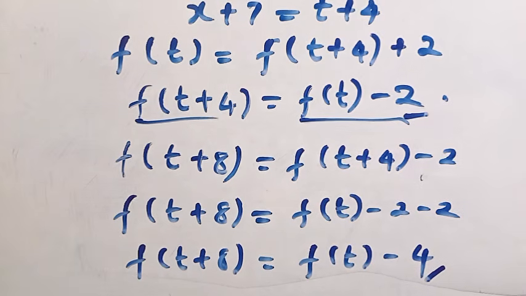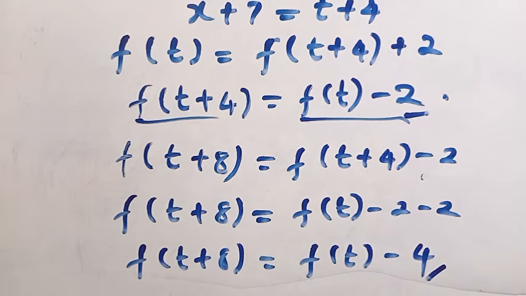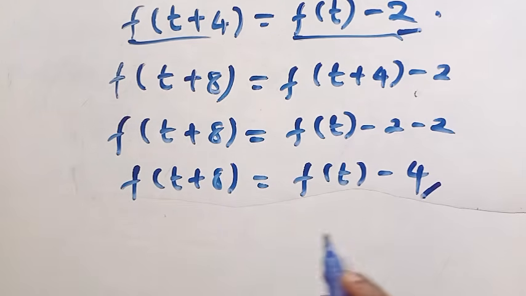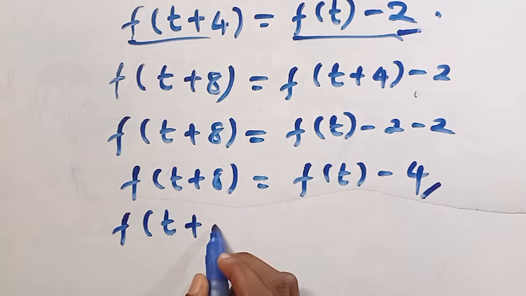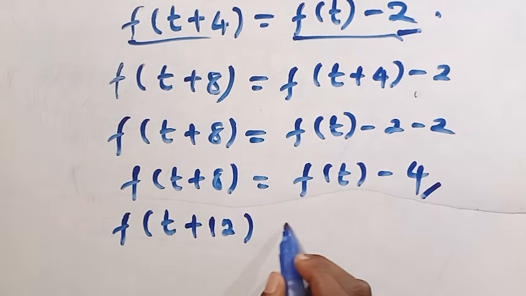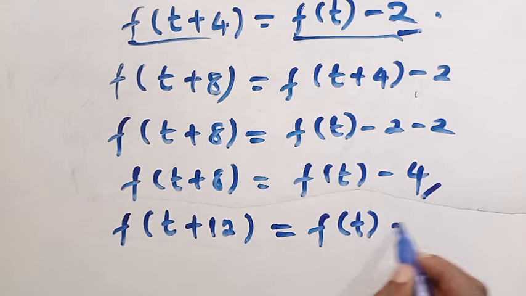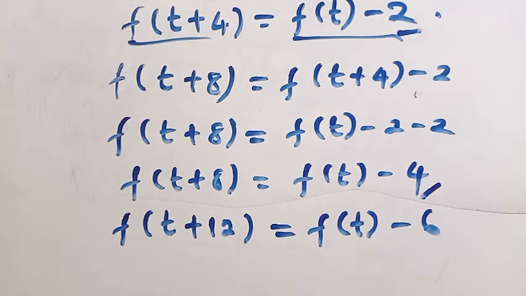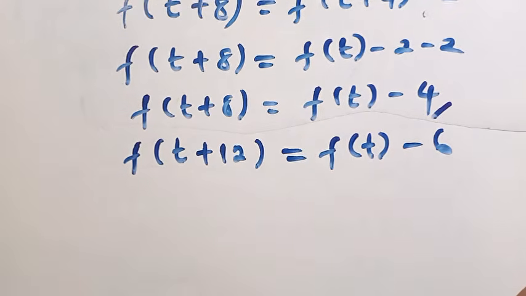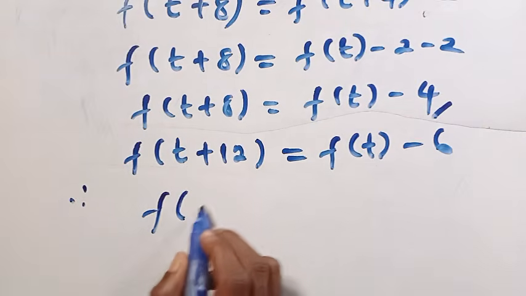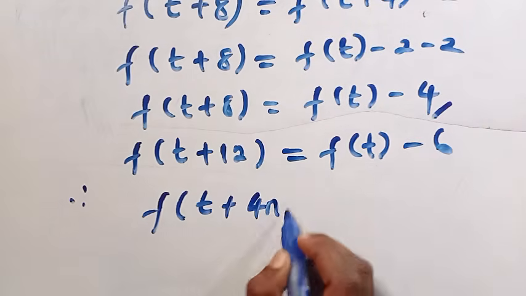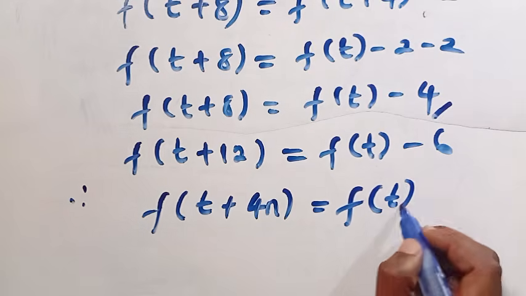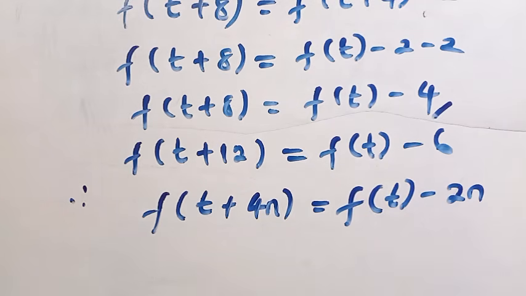And from here we can try and look for another one. The next one will be, if you increase it by 4 again, f of t plus 12. This gives us f of t minus 6. This is increasing as multiples of 2 on this side, and this is increasing as a period of 4. Therefore, looking at the conclusion, we have f of t plus 4n equals f of t minus 2n, where n is a member of the integers.